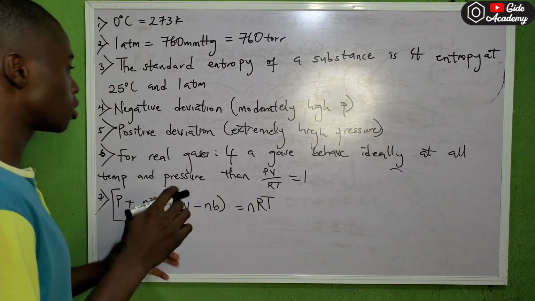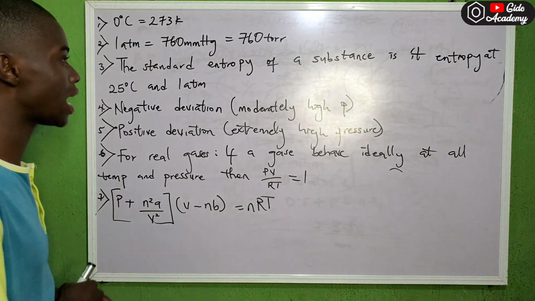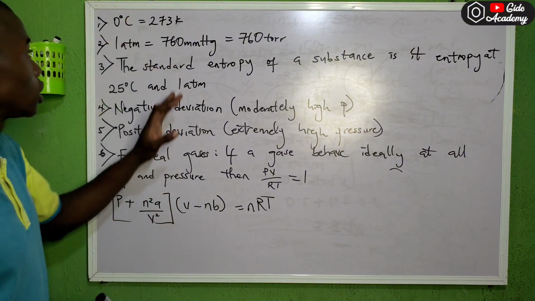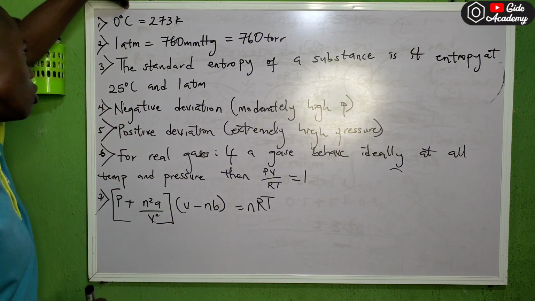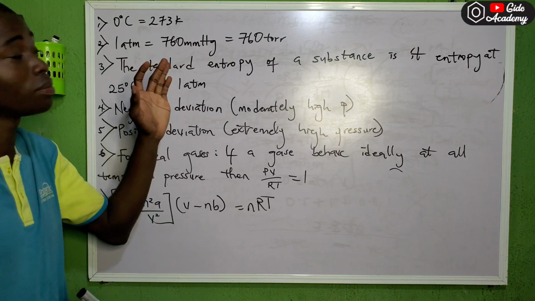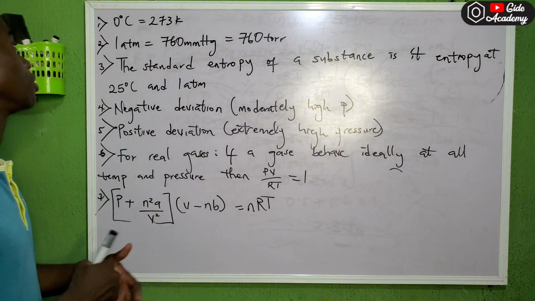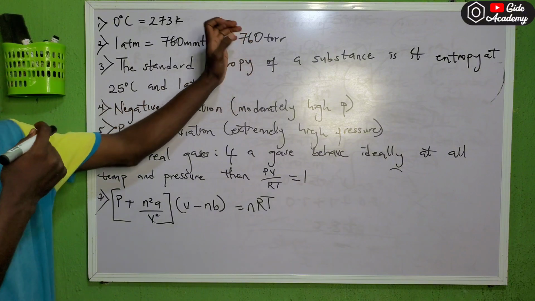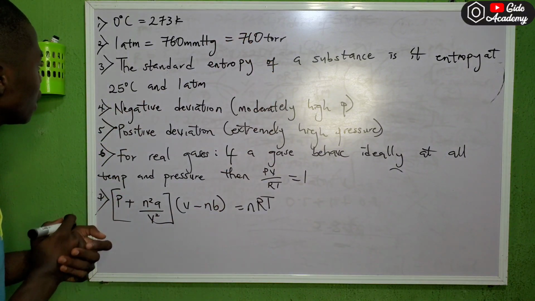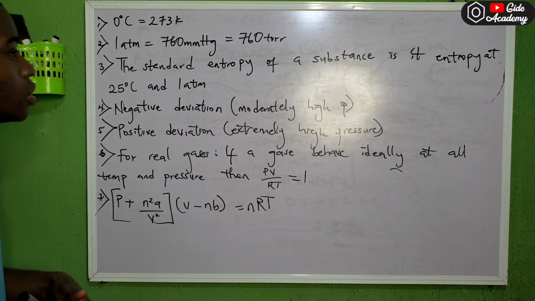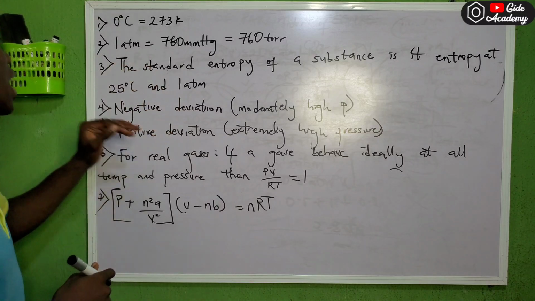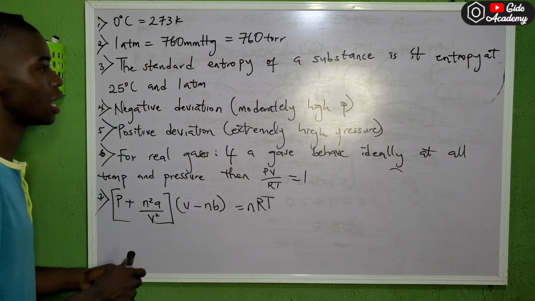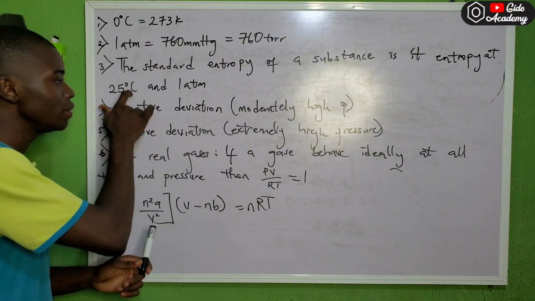Okay, finally we have got to the last part of gas law or gas equation. There are some things I wanted you to take note of. One of them, 0 degrees Celsius is equivalent to 273 Kelvin. These are some of your examination questions. 1 atm is equal to 760 millimeters of mercury, which is equal to 760 torr. The next thing, the standard temperature of a substance is measured at 25 degrees Celsius and 1 atm.